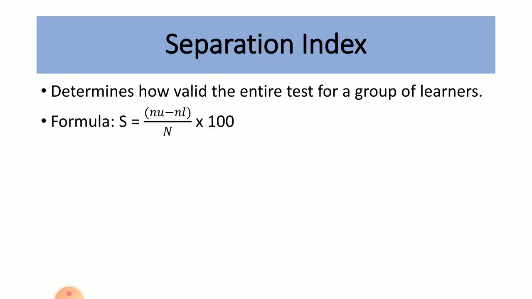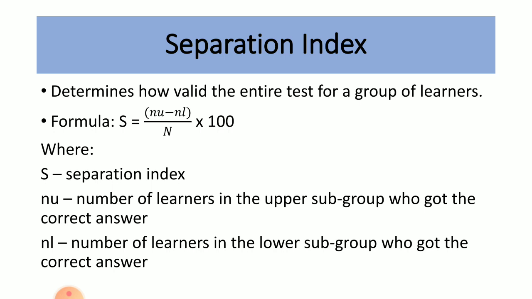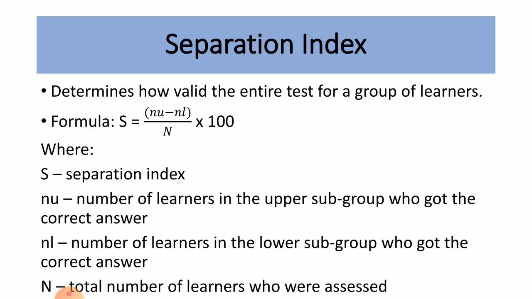We will use the formula S is equal to the quantity Nu minus Nl divided by N times 100, where S stands for the separation index, Nu stands for the number of learners in the upper subgroup who got the correct answer, Nl is the number of learners in the lower subgroup who got the correct answer, and N is the total number of learners who were assessed.